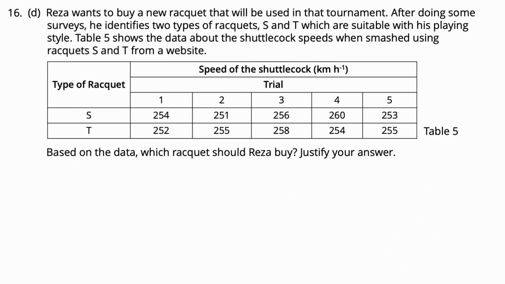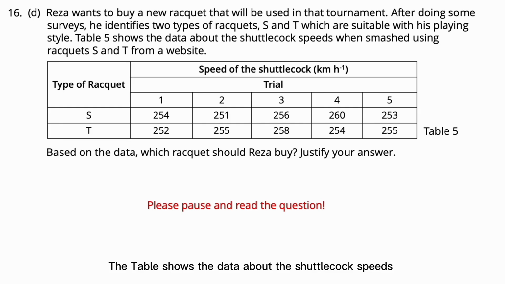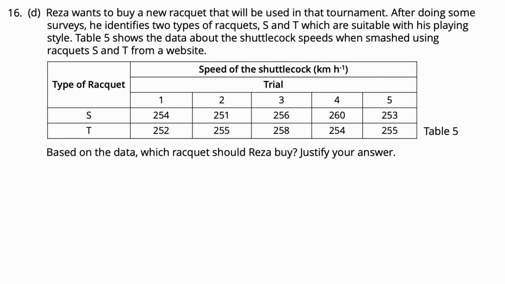Question 16D. Please pause and read the question. The table shows the data about the shuttlecock speeds when smashes using racket S and racket T. Based on the data, which racket should Reza buy? Justify your answer. Standard deviation is usually used to compare sets of data by calculating the margins of error that occur in the survey reports. It helps in understanding the measurements when the data is distributed.